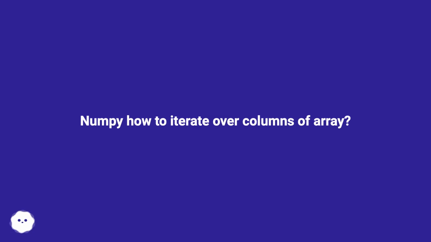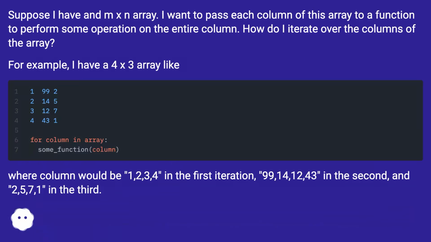Numpy, how to iterate over columns of array. Suppose I have an mxn array. I want to pass each column of this array to a function to perform some operation on the entire column. How do I iterate over the columns of the array?